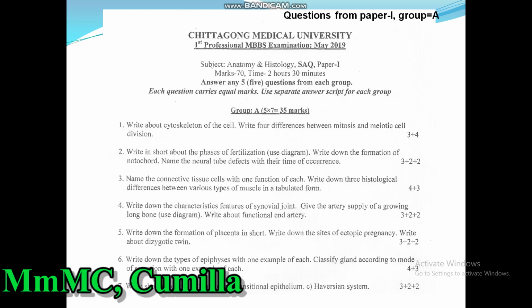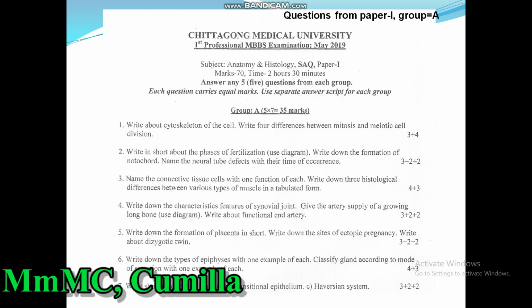Here you have to see the marks distribution, as the first part of this question is 3 plus 2 plus 2. So write specifically and do not write unnecessary details. Here, the phases of fertilization, you know there are 3 phases. As mentioned here, you must use a diagram. So show the diagram and write in short about each of the 3 phases.